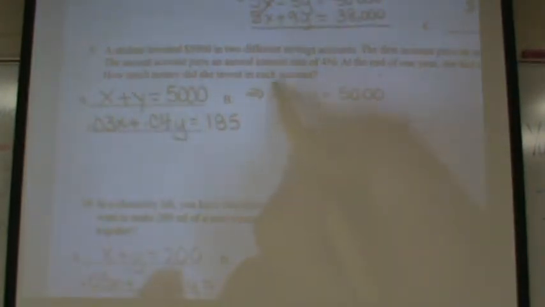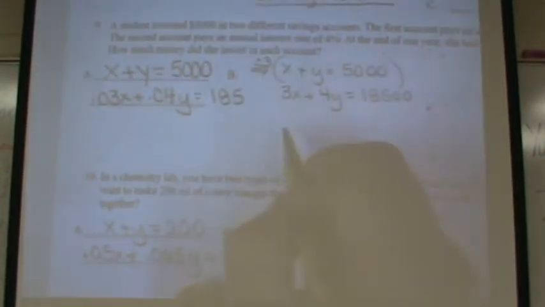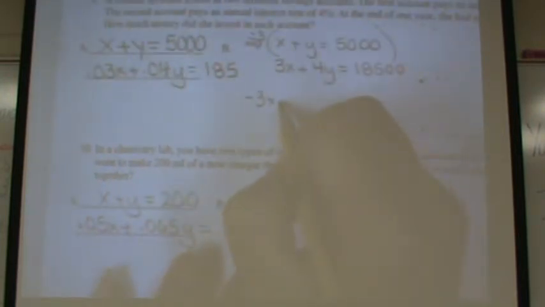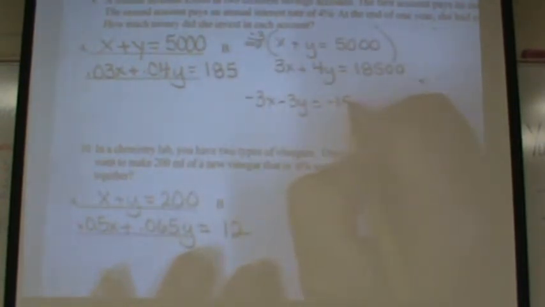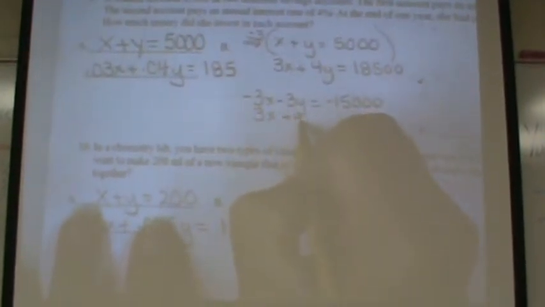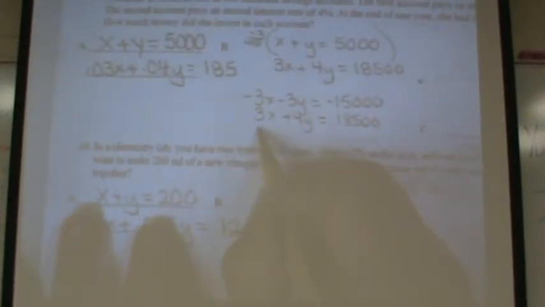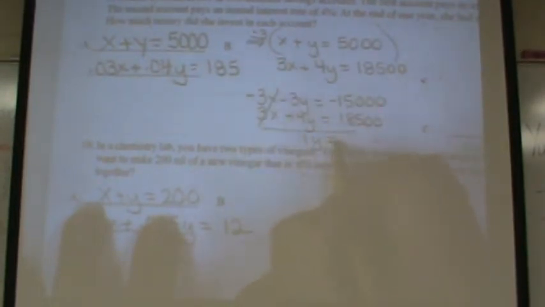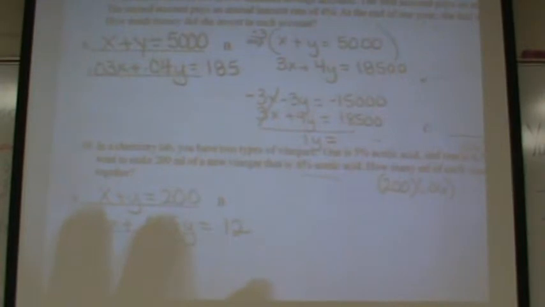Now I'm going to multiply this top equation by, let's say, -3, so that these cancel. So right across, I get -3x minus 3y equals -3 times 5,000 is -15,000. Keep this bottom equation the same. And so I get 1y is equal to 18,500 minus 15,000. I get 3,500.